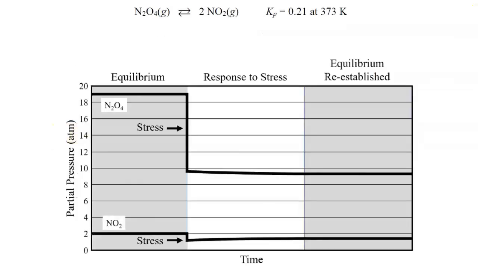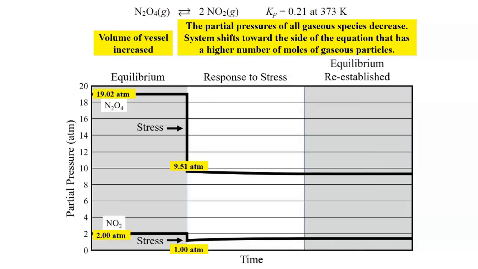So back in the previous question, there was a sudden increase in the pressure of both gases. Here, we have a sudden decrease in the pressure of both gases. So the volume of the vessel increased. The partial pressures were suddenly dropped to half their original values. And so how did the system respond?